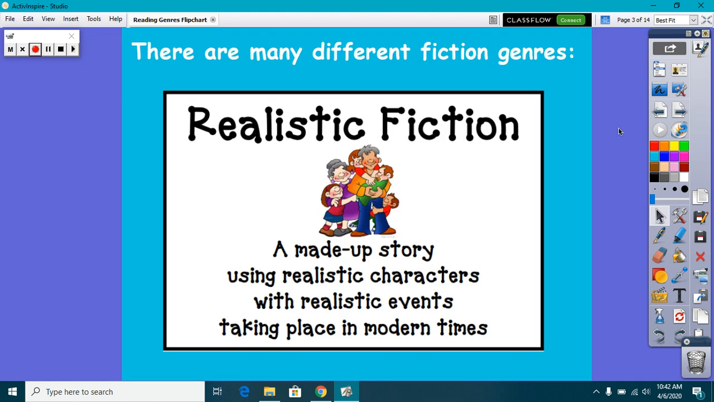Okay, so we're going to talk about now the different types of fiction. There are many different fiction genres that are all different types of books that are made up. So the first one is realistic fiction. And you might notice in the word realistic, it has the word real. And that's not because the story is real, that it really happened. It's because it looks like something that could happen.